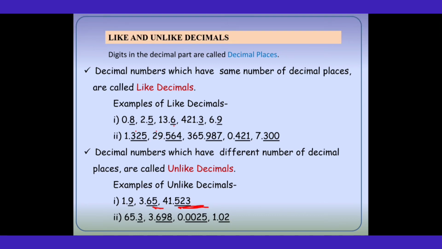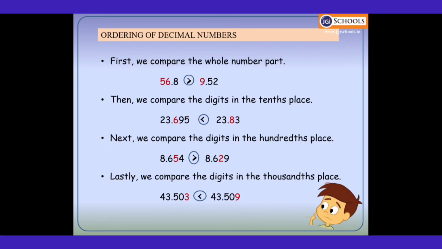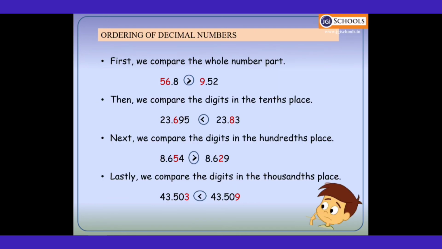Okay, understood this thing? Now, how to convert unlike decimals into like decimals? You can add zeros after the number, and in this way unlike decimals will be converted into like decimals. Okay, fine. And this thing, converting like and unlike, is also not in your syllabus, so don't worry about this.